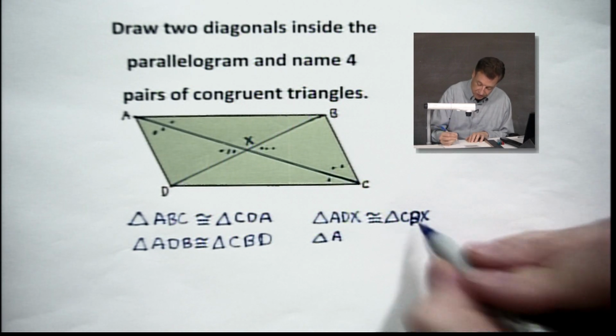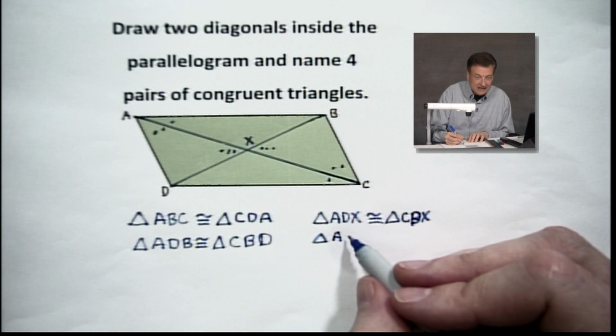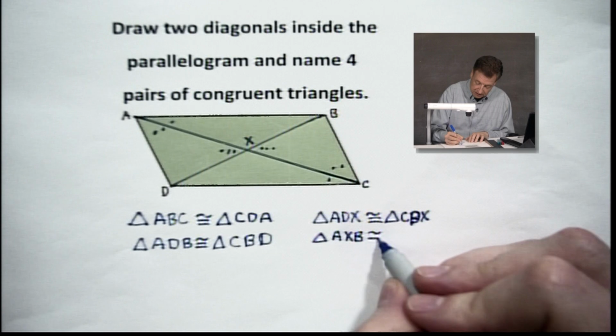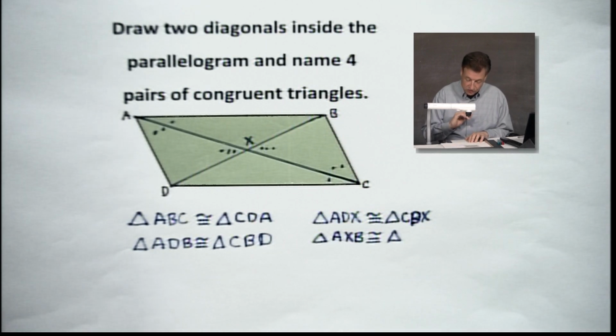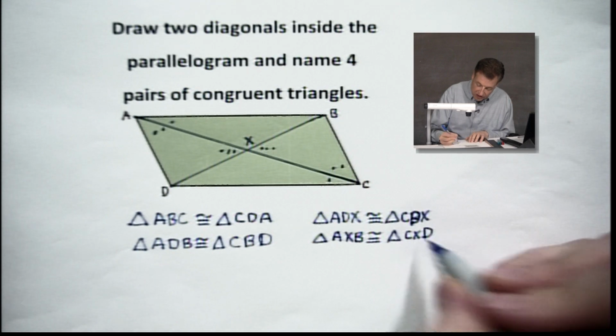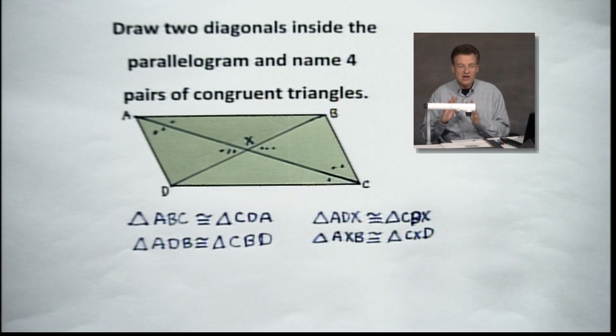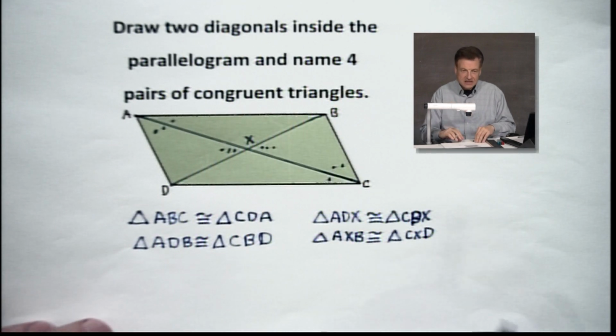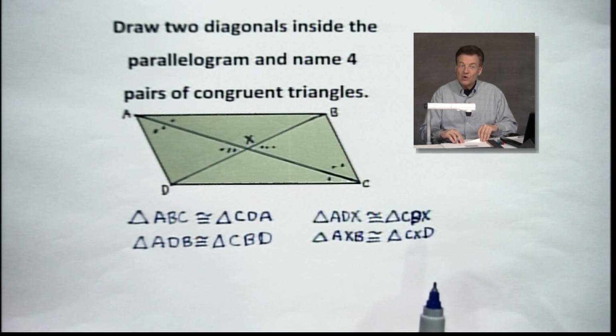Okay. It takes 2. Let's see, what do we got? AXB, and we're going to make that congruent to CXD. CXD, sounds good. So folks, there are 4 pairs of congruent triangles. They're kind of crazy because they're twisted in there. But that's going to lead us to what happens when the 2 diagonals come together.